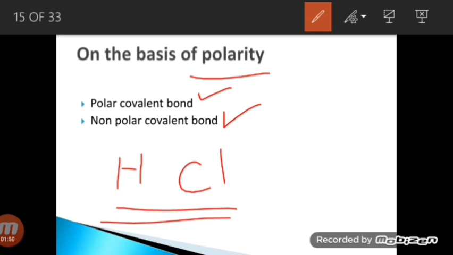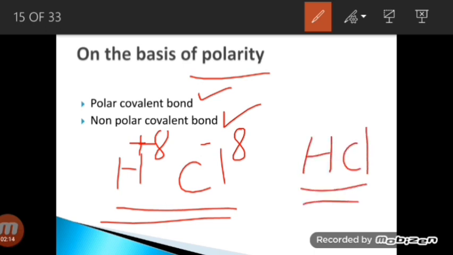Electronegativity is basically the tendency of an atom to attract the shared pair of electrons towards itself. So in this case, there is an electronegativity difference between both of them, due to which this hydrogen will have a partial positive charge, whereas this chlorine will have a partial negative charge, and they both attract each other, and as a result we will get hydrogen chloride or hydrochloric acid.